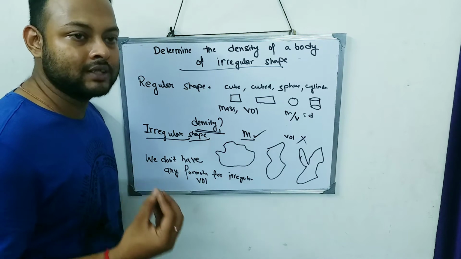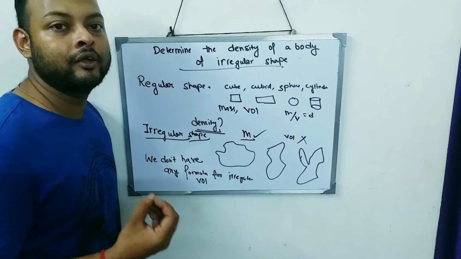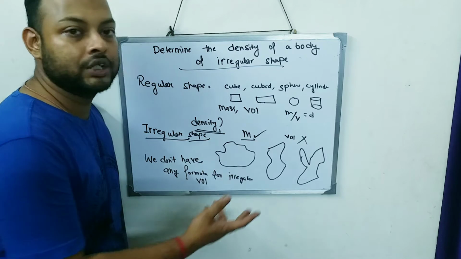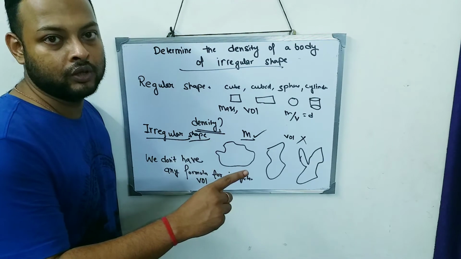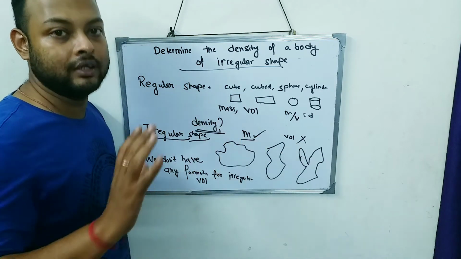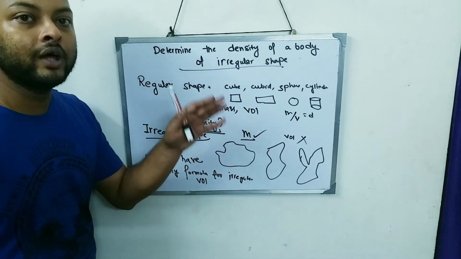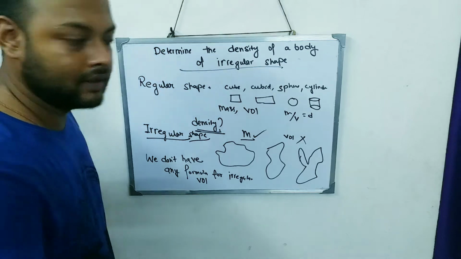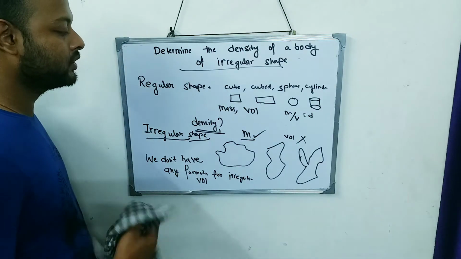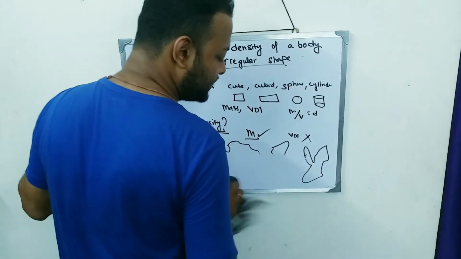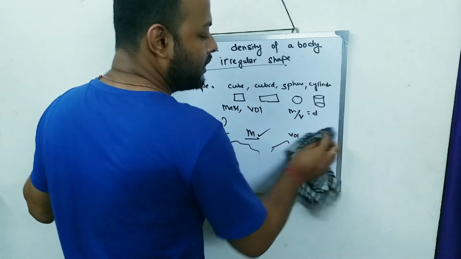I am repeating once again. I will determine the volume of irregular shapes not by formula but by different means. And what those different ways are, we are going to discuss in today's lecture. So you understood this part? So let's see what the different ways are.